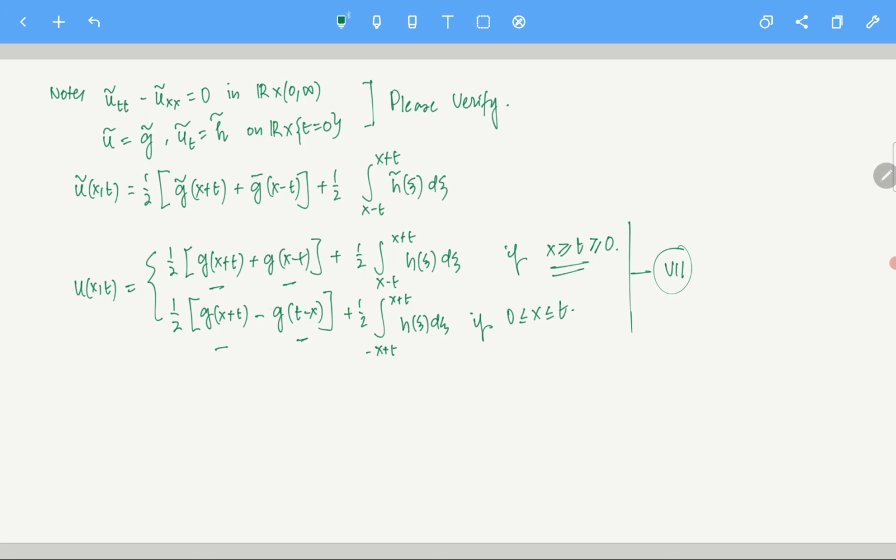In general, problems will look like u tt minus c square u xx equals 0. So the speed of this wave is given by c, and here c equals 1. So we say that the speed is 1. One wave is moving towards the right with speed 1, and one is moving towards the left with speed 1.